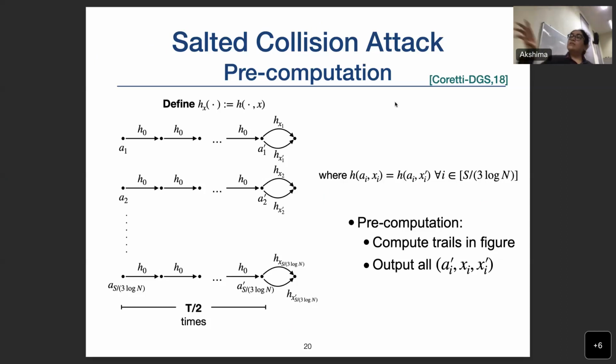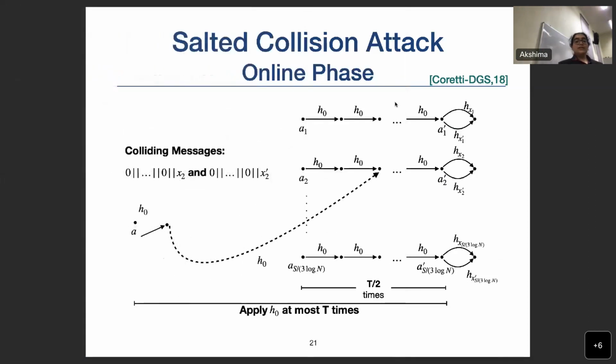So if you make a note of how many nodes there are on these trails, there are order of ST nodes on this trail. Then in the online phase, the adversary gets the challenge point A. On that, it iteratively applies H, the compression function, with zero message, and it does that up to T times. If in the first T over 2 times it hits any of these nodes that we had in the pre-computed trails, then you would win. You would reach one of these A primes, and you can output a collision.